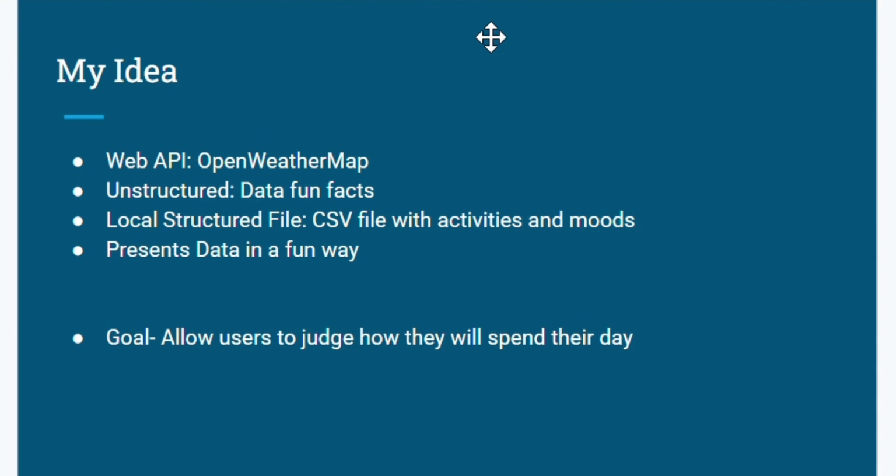My local structured data is in the form of a CSV file containing activities and moods for certain weather types. This file is included in my folder for this assignment, and these will pertain to the results you get, unlike the fun facts. All this is presented in a fun way with the fun fact and the activities and the ideas. The goal for this bot is to allow users to judge how they will spend their day depending on the weather.